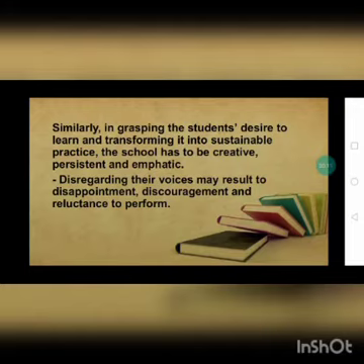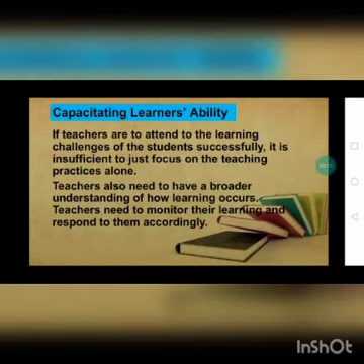Disregarding their voices may result to disappointment, discouragement, and reluctance to perform. Mawala ang ilahang willingness to perform kung i-disregard kung dili paminawon ang mga voices sa mga learners. So, in order for them to participate, kinahanglan nga dili i-reject ang voices sa mga learners.